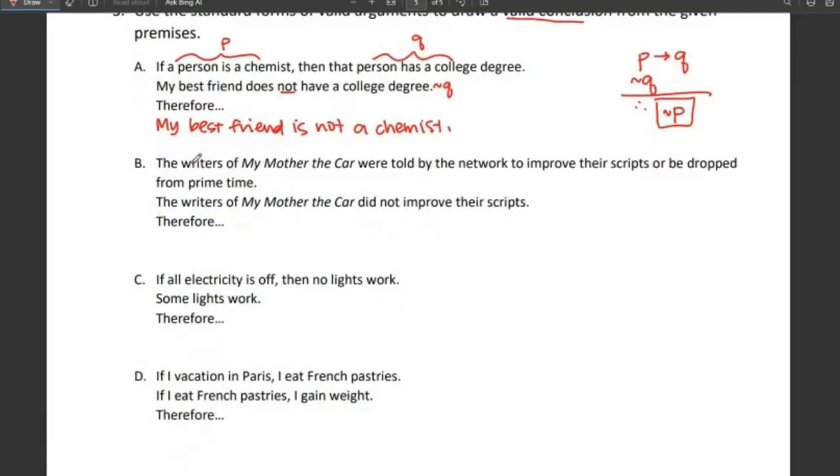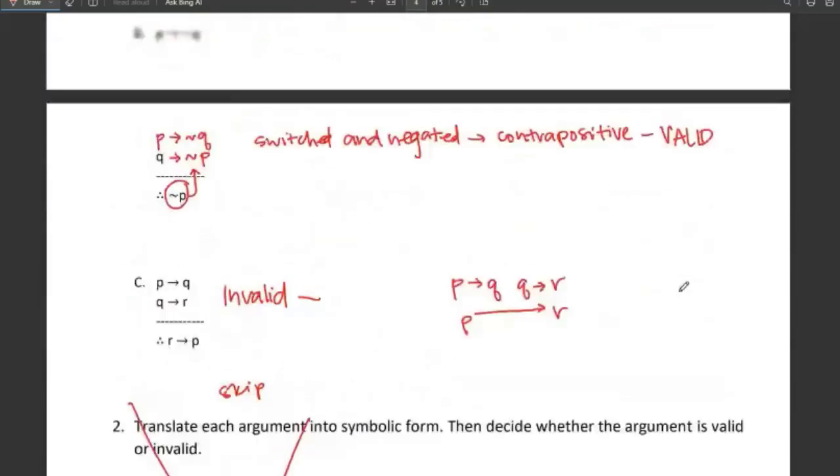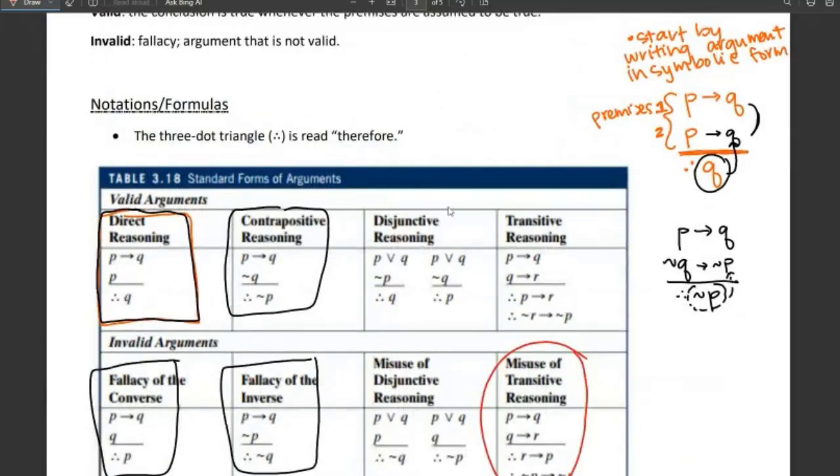B, the writers of My Mother the Car were told by the network to improve their scripts or be dropped from primetime. The writers of My Mother the Car did not improve their scripts. So, improve their scripts is going to be P. Dropped from prime time, we'll make it Q. The writers of My Mother did not improve their scripts, so negative P. So what do we need? Oh, and we have the word or. So if you look at the table, the word or goes along with disjunctive reasoning.